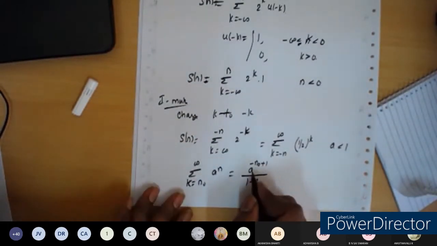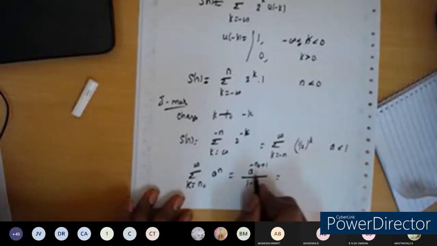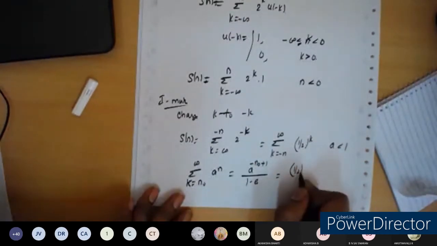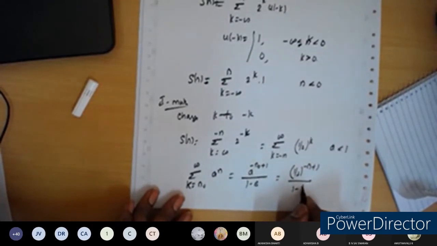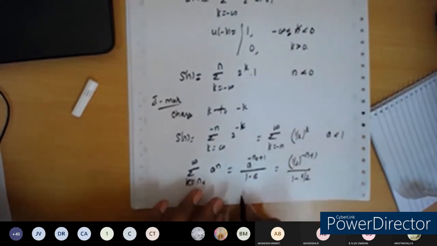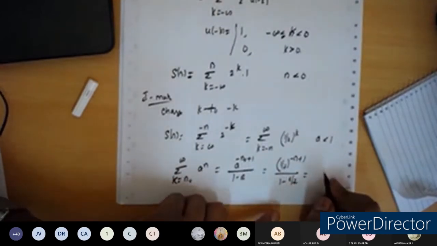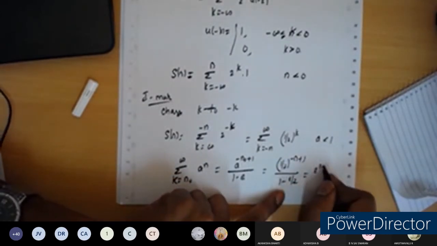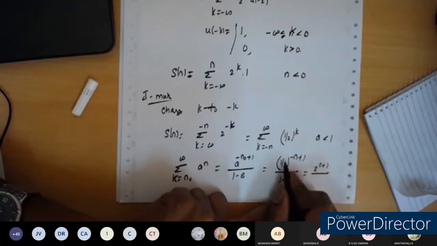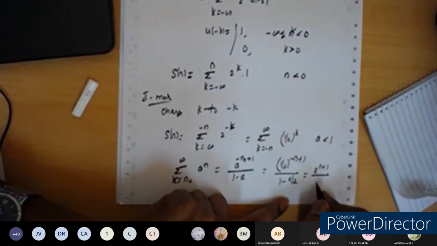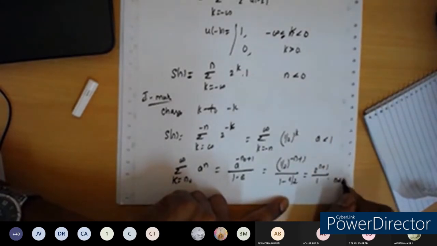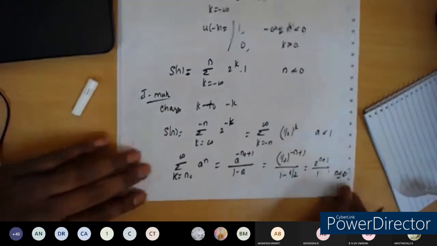Check this once. So it will become 1 by 2 to the power of minus n plus 1, divided by 1 minus 1 by 2. This will result in 2 to the power of n plus 1 divided by, 1 minus 1 by 2 is 1 by 2, whose inverse is 2. So we will get 2 to the power of n plus 1. This is for n less than or equal to 0.